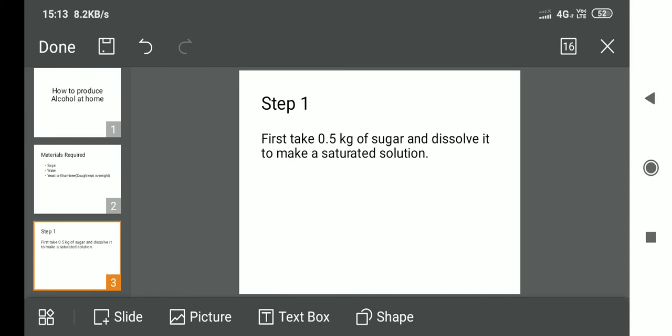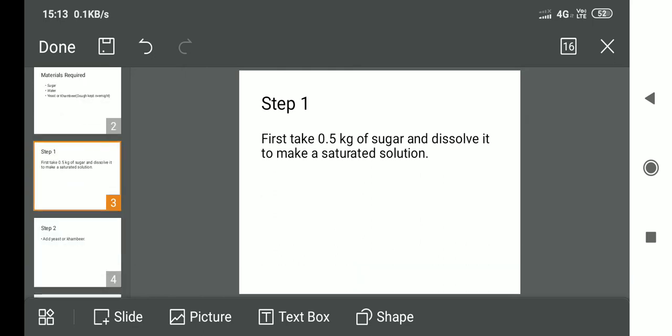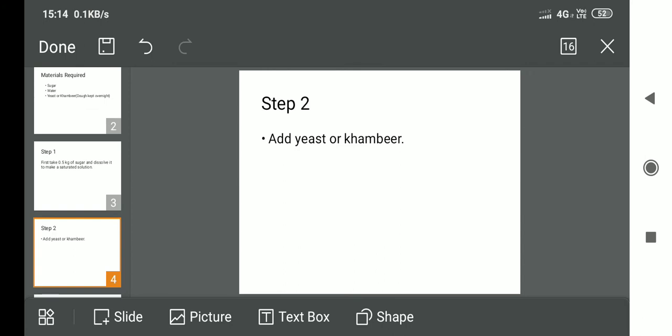The first step involves taking half a kilogram of sugar and dissolving it to make a saturated solution. The objective here is to make a saturated solution of sugar, and you can yourself calculate the amount of sugar that needs to be dissolved in water. After this sugar solution has been formed, you have to add kambir or yeast to the solution in a bottle. Preferably a glass bottle may be taken, or a plastic bottle will also work fine.